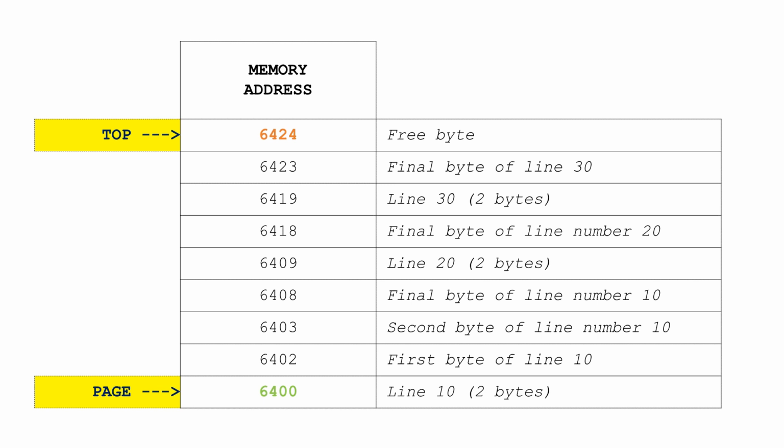So what this means is that if you subtract the value of PAGE from the value of TOP, you can see how much memory your program has consumed. By default, TOP always starts at a value 2 bytes higher than whatever PAGE is when you first turn on the Beeb.